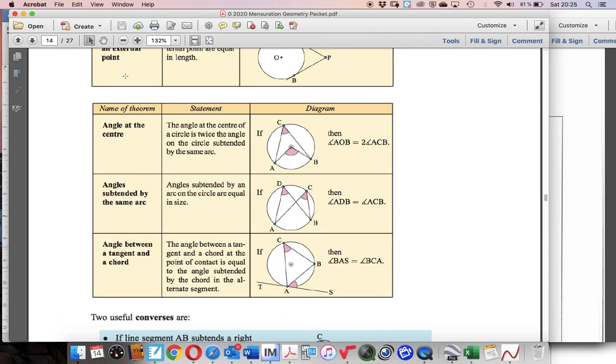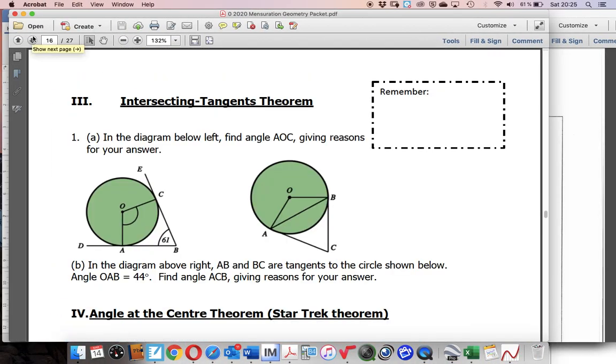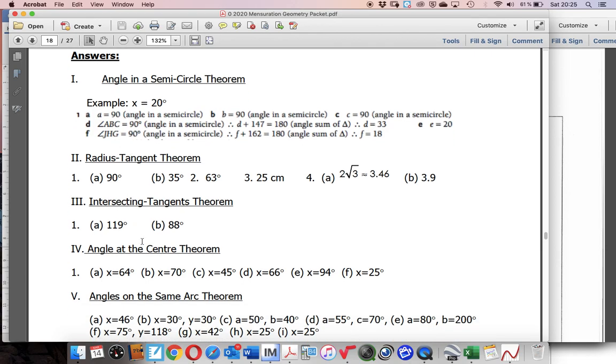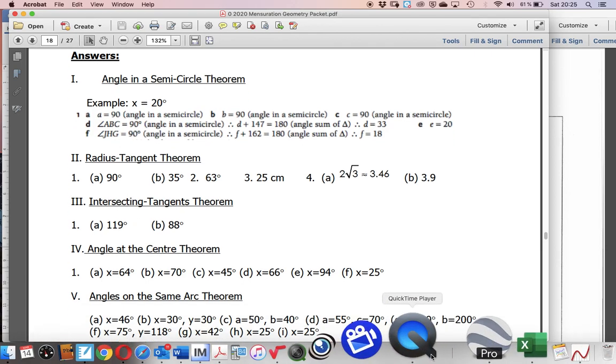By the way, the answers to all of these that we're working through now are on page 18. Okay, there they are, one by one, so do keep checking as you go along.